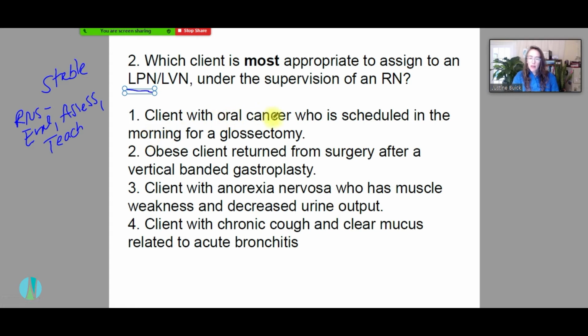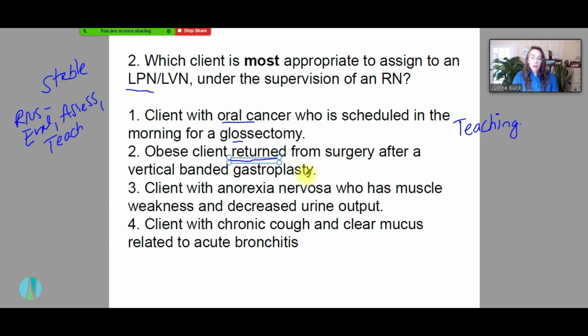A client with oral cancer, so here's the condition, who is scheduled in the morning for a glossectomy. That is a procedure that they're going to be getting for their oral cancer, and ectomy is removal of something. But even if you weren't totally sure what that is, they're scheduled in the morning for a procedure. So the first thing you should think of is this person's going to need some teaching. So it's probably not the best one for the LPN, but I would probably keep it because it doesn't sound like they're totally unstable. So number 2, obese client returned, so they just returned from surgery after a vertical banded gastroplasty.